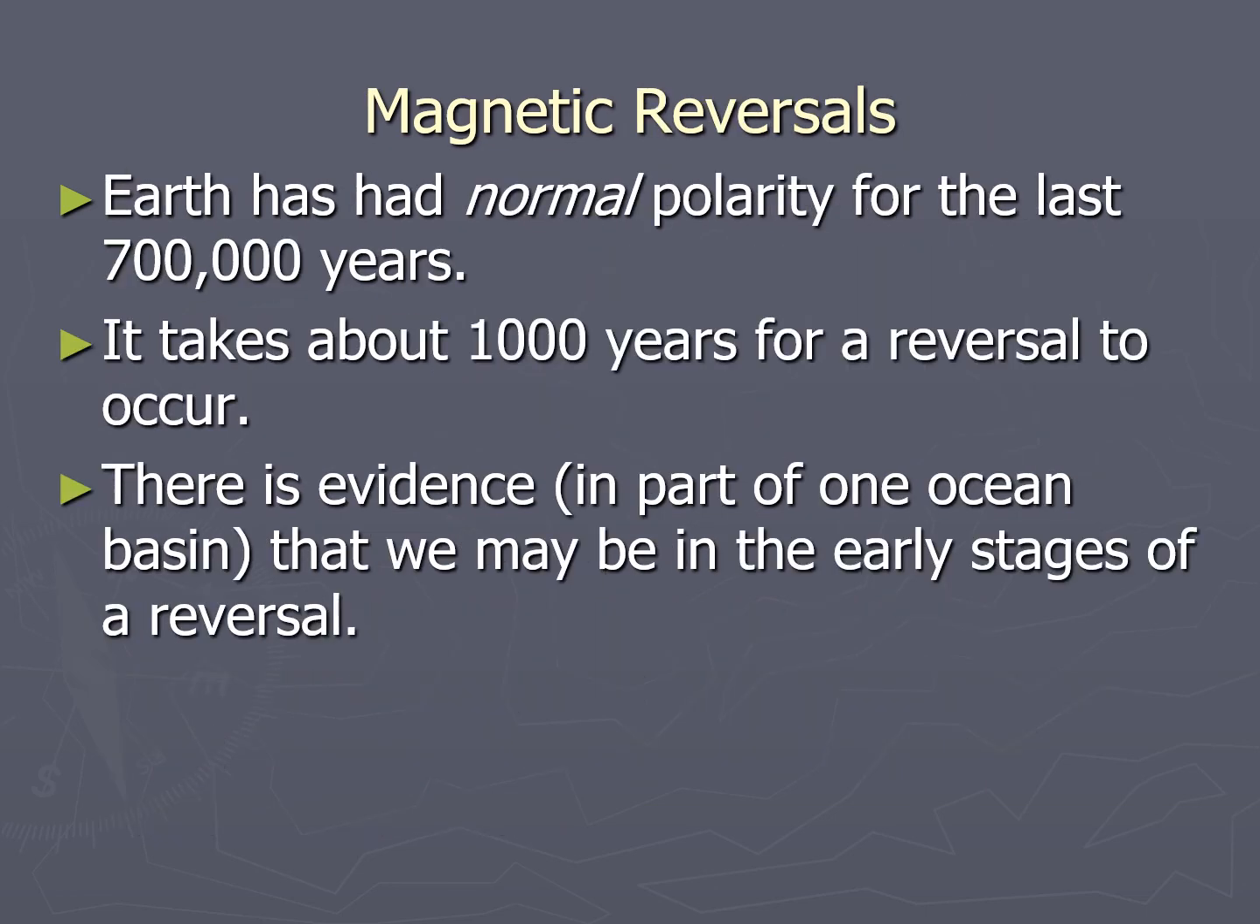Okay, so the magnetic reversals, you don't need to write this down, but just know, for your own knowledge, we have had normal polarity for the last 700,000 years. We think it takes about 1,000 years for a reversal to occur. I personally think there is evidence in the South Atlantic Basin that we might be in the early stages of a reversal. Why? Because there's something referred to as the South Atlantic anomaly. There are places in the South Atlantic basin where compasses are reading completely opposite. So I think we're in the early stages of a reversal, but don't be afraid of that. We will be okay.